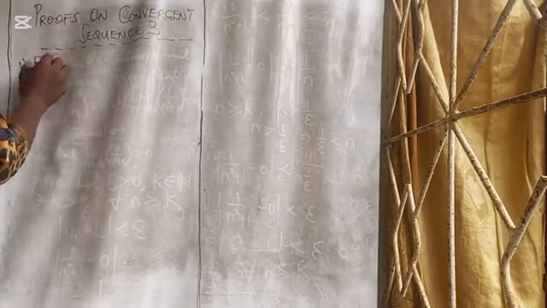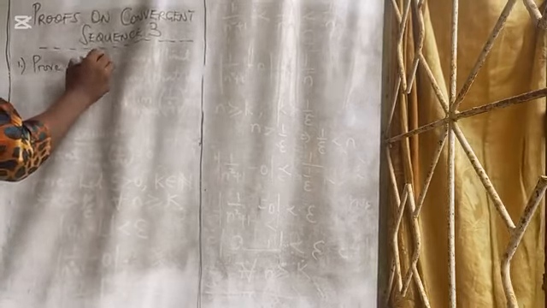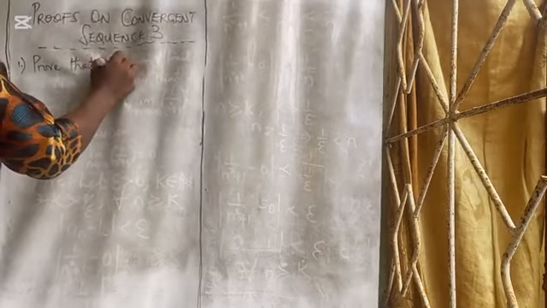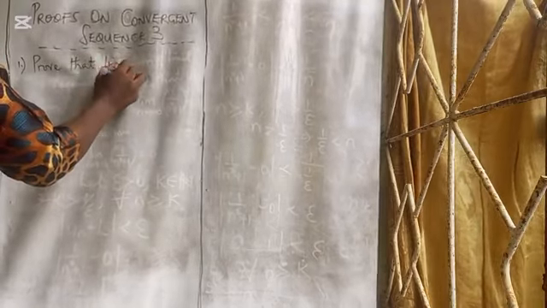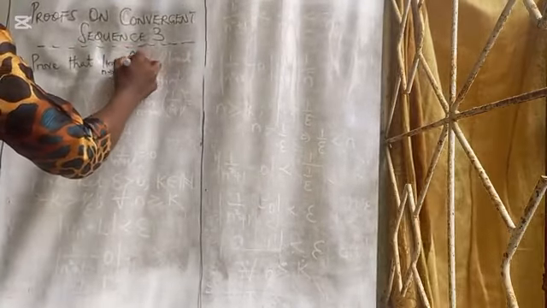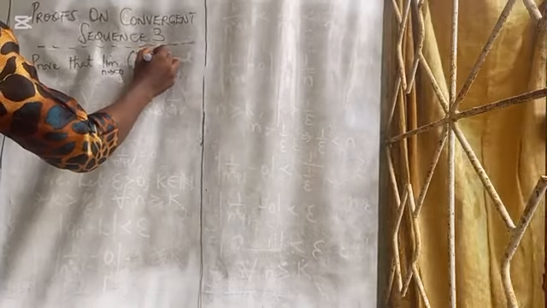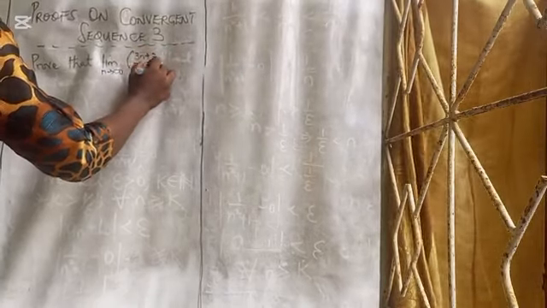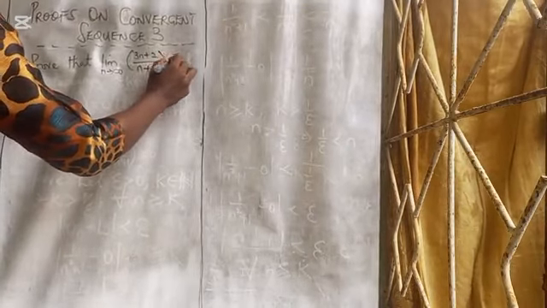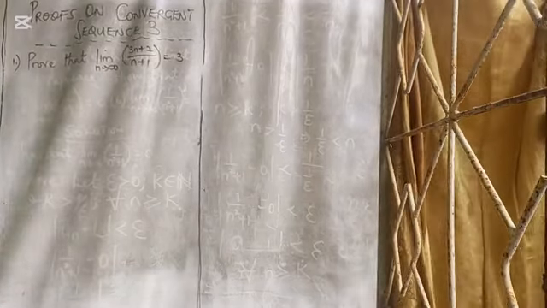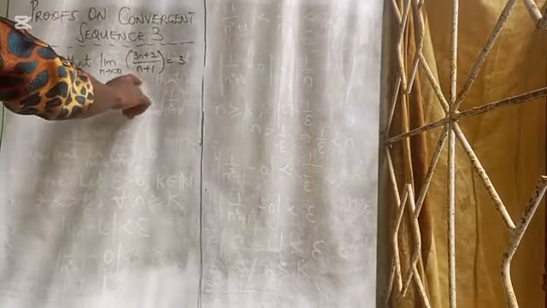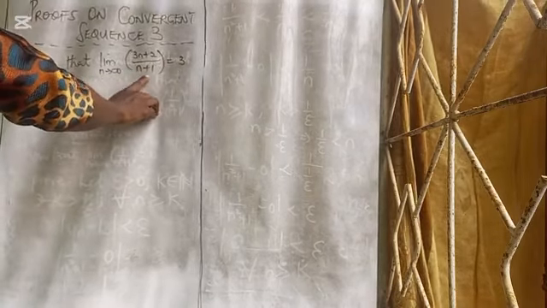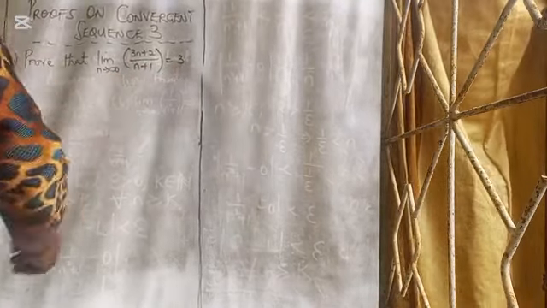It says, prove that the limit as n tends to infinity of the sequence 3n plus 2 over n plus 1 is equal to 3. That's what they want us to prove, that the limit as n tends to infinity of the sequence 3n plus 2 over n plus 1 is equal to 3.